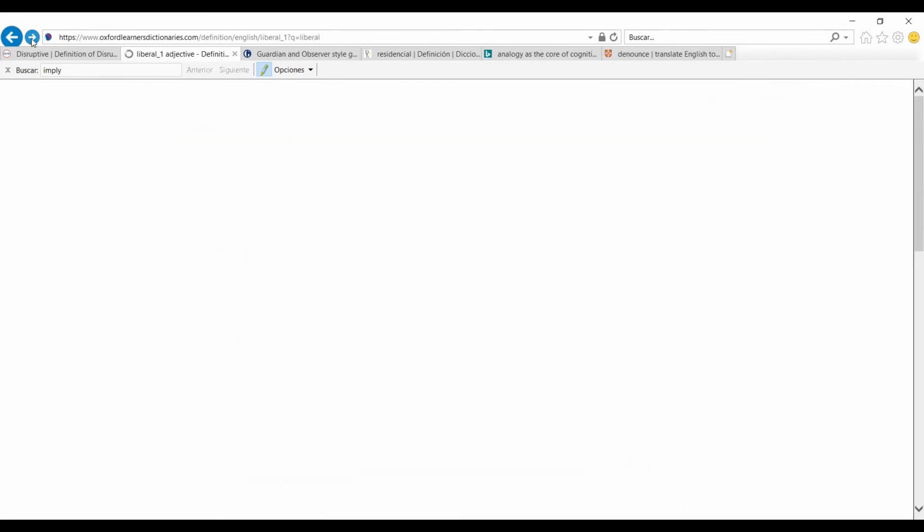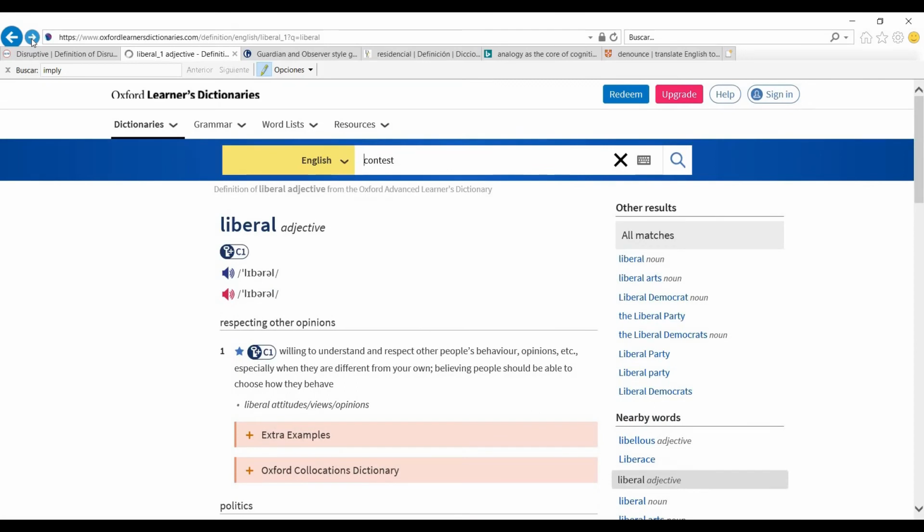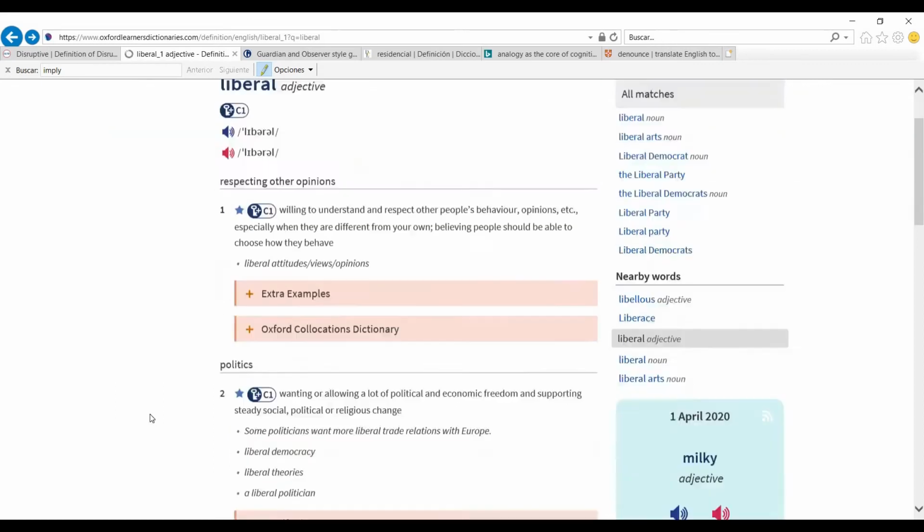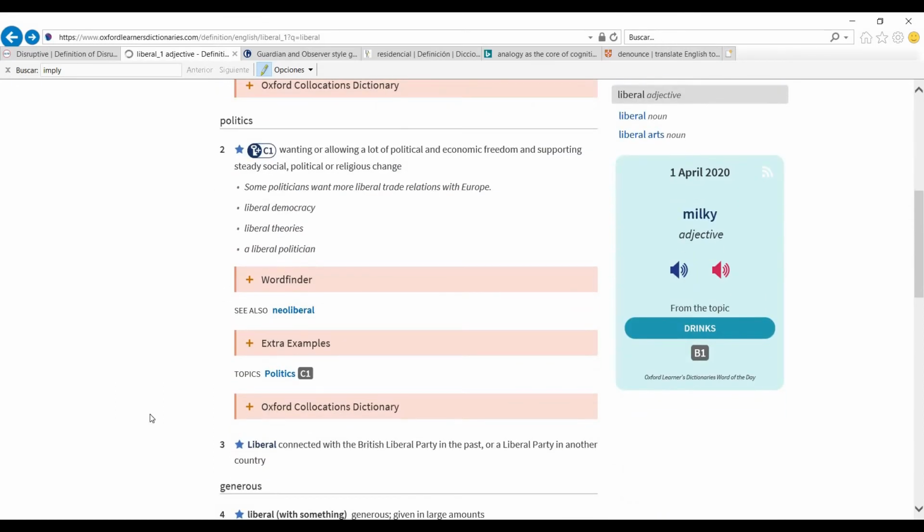Now, the next one is liberal. Liberal is a word that usually lends to confusion in terms of being a person who is open to understand. Sorry, an open person in various areas, right? In his attitudes or views or opinions. It has also a political meaning. In Argentina, this can lead to confusion, and also in the US and in Great Britain, because this word may have slightly different meanings in these two countries.